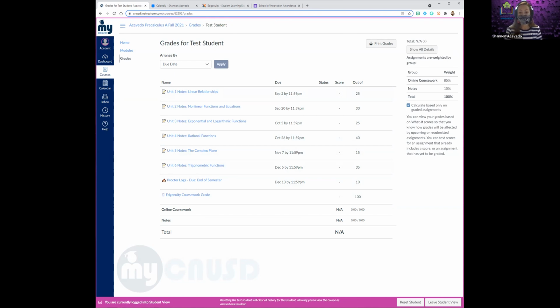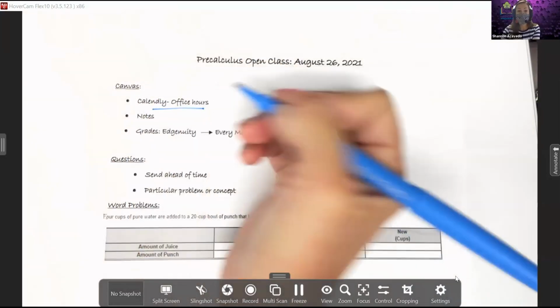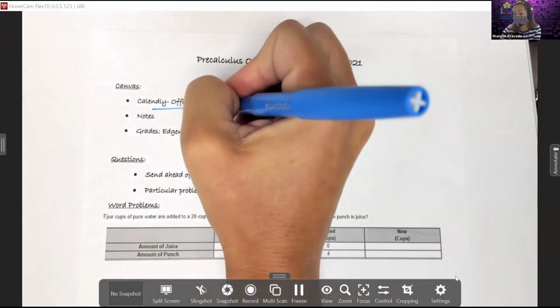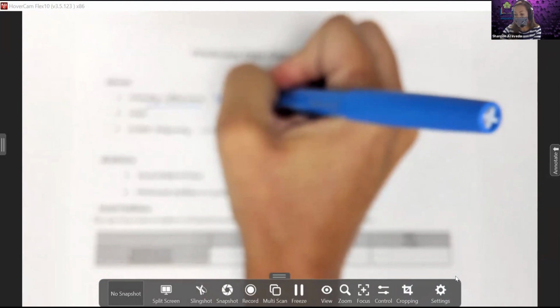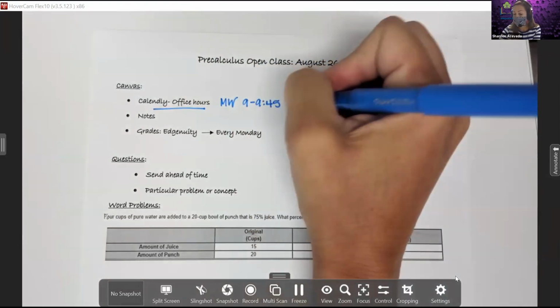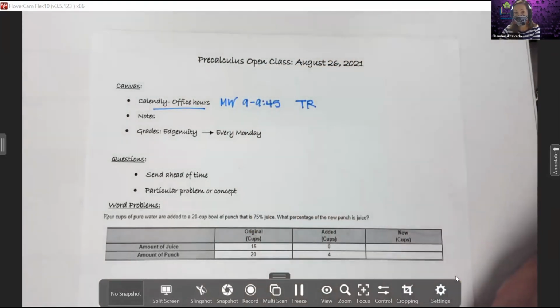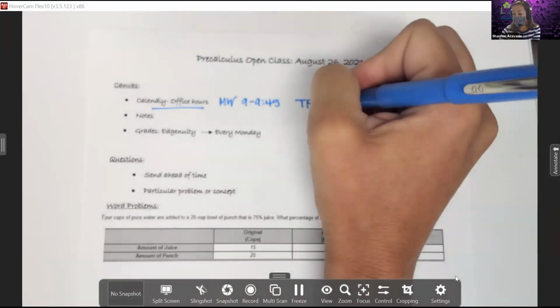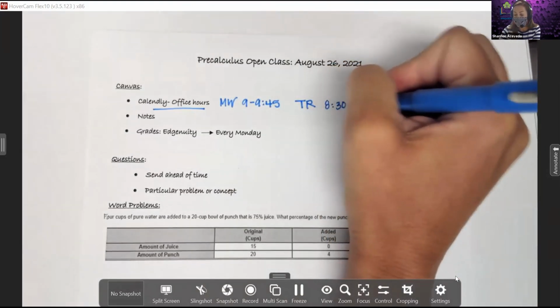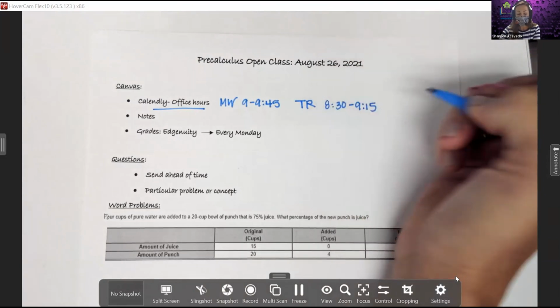Some other things that are going to be important. Let me switch my share. My options on here are being silly right now. So the office hours links, that's how you schedule it. They are Monday and Wednesday from 9 to 9:45, or you could go ahead and book them on Tuesday, Thursday, or for Thursday at 8:30 to 9:15.